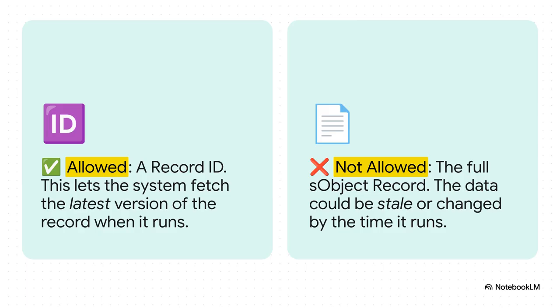See, you can't pass a full record, like an entire account object. That's like handing your driver a physical package. By the time they get to the destination, that package could be outdated. Instead, you have to give them the permanent address, the record ID. Why? Because when the future method finally runs, maybe a few seconds or a minute later, it can use that ID to go fetch the absolute latest version of that record.